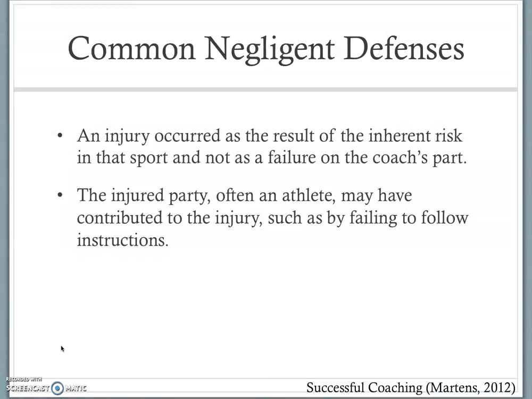Another common defense is that the injured party, often an athlete, may have contributed to the injury, such as by failing to follow instructions.